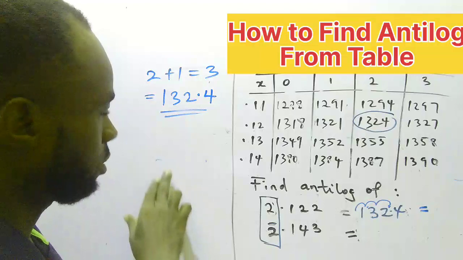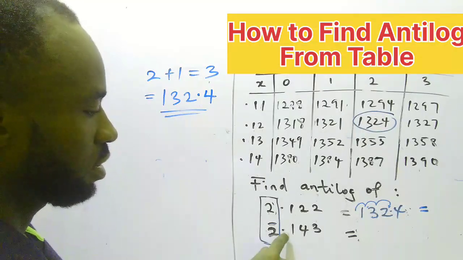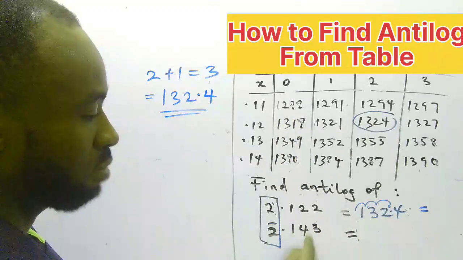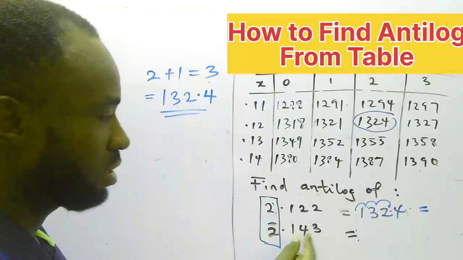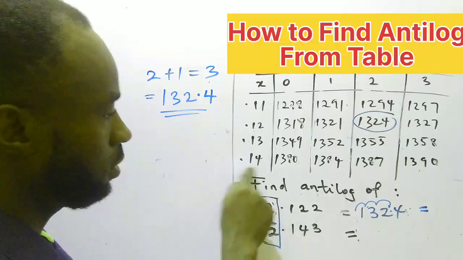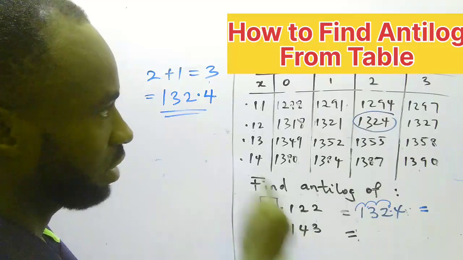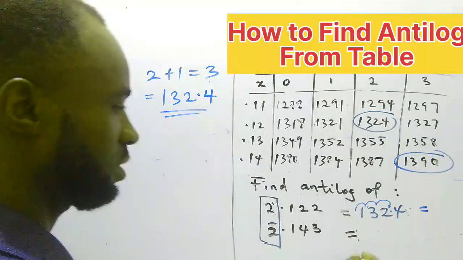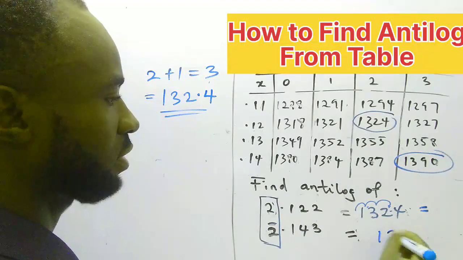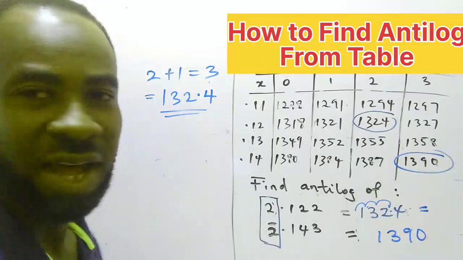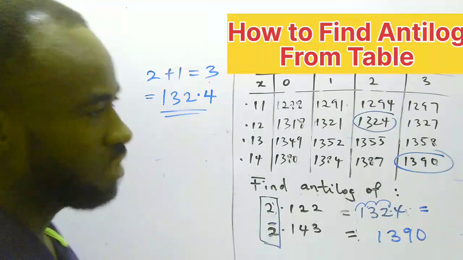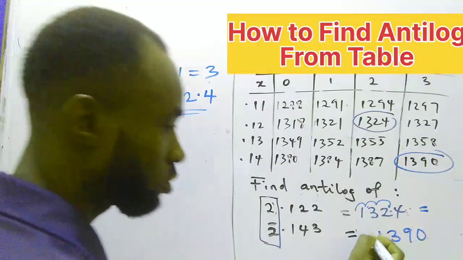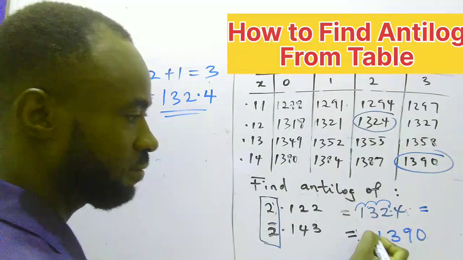Okay, so let's go to the second one. The second one, we are going to look at the antilog of bar 2.143. Remember, I said take the first two digits after the decimal. So you're looking for the antilog of 0.14 under 3. 0.14 under 3 is this one. So that is 1390. And as I said earlier, any number you get from the table, since it is an antilog, just note that there is a point in front of it.